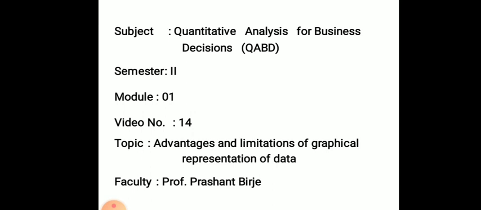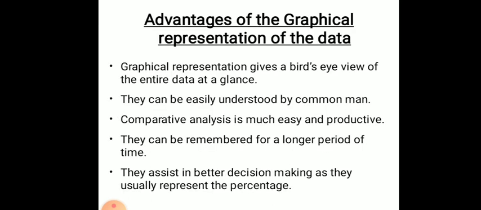In today's video lecture, we are going to study about advantages and limitations of graphical representation of data. So we have seen different graphical representation of data, also diagrammatical representation of data. But what are the advantages of this graphical representation of data? That is what we are going to study today. So let us see this one by one.